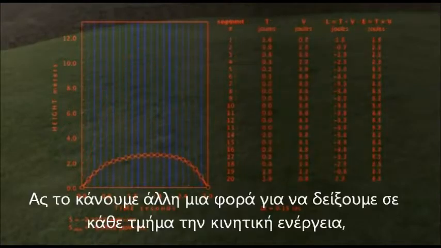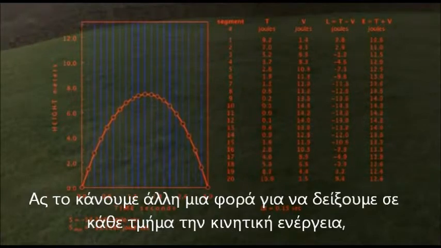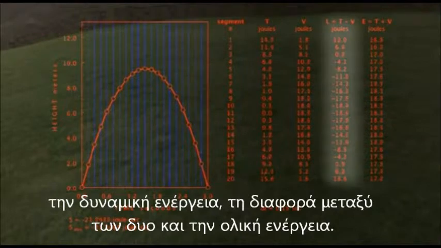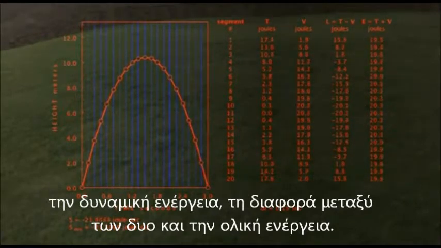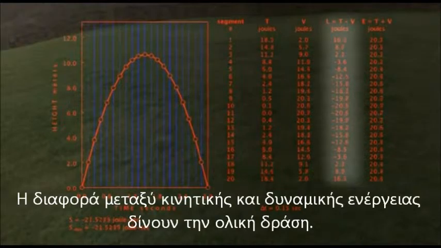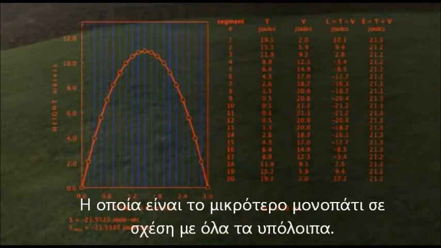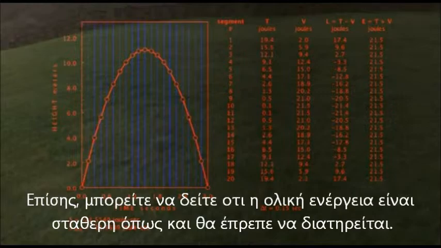Since we are on a roll, let's do it one more time, showing for each section the kinetic energy, the potential energy, the difference between the two, as well as the total energy. Adding the T minus V column gives the total action, which is smaller on the path than any other possible path. You can also see that the total energy is constant, as it must be if energy is conserved.